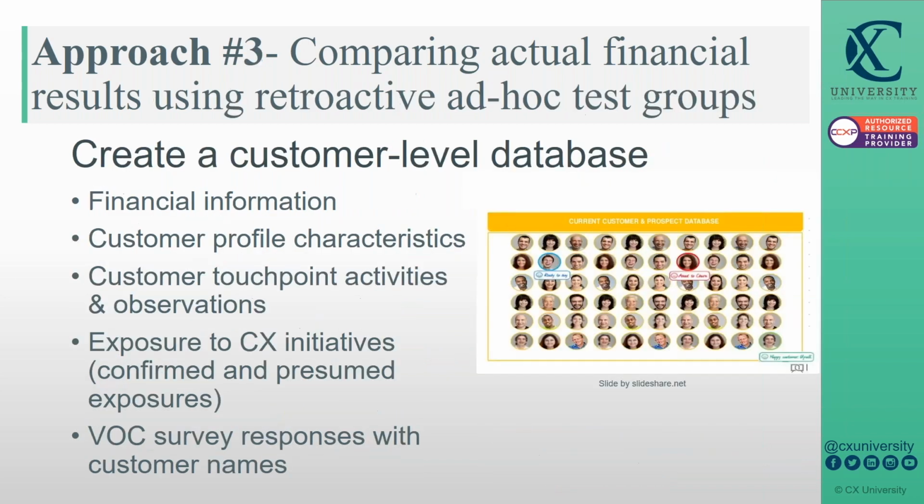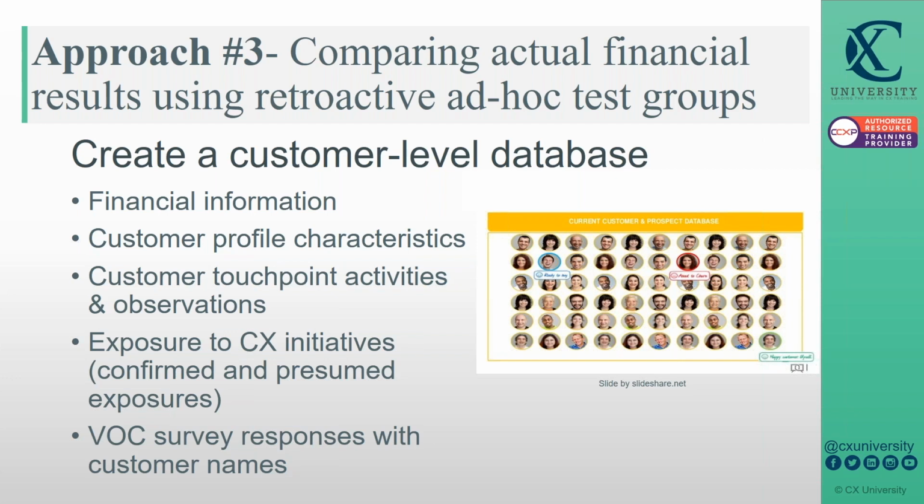Finally, let me show the third approach, which is to compare the actual financial results using ad hoc test groups. And this is the one that you can do retroactively. The previous ones, you have to plan ahead, you have to set up, get agreement. In this case, once you have the database collecting information, you can take your activities and then do all sorts of ad hoc analyses later to get at the causality issue.